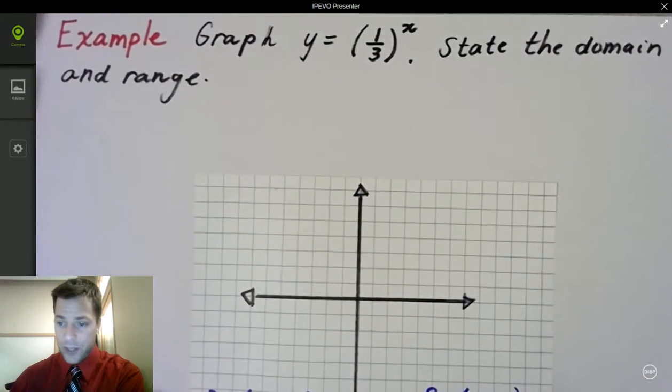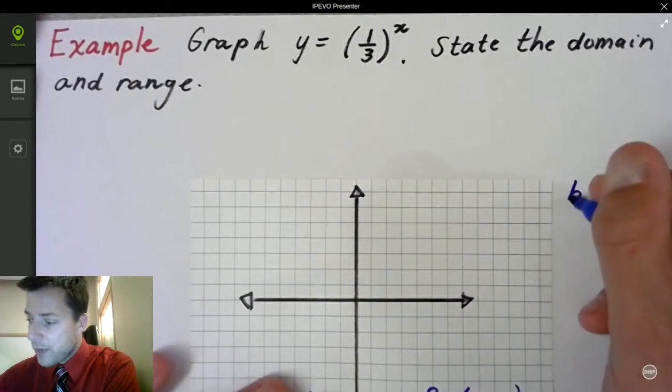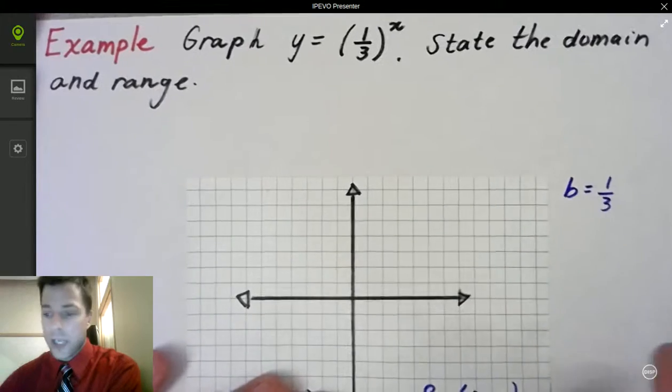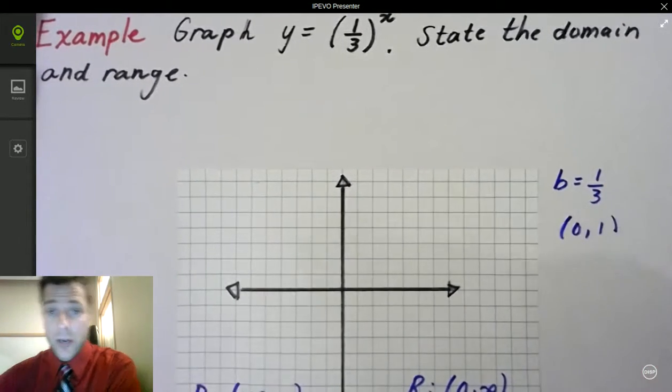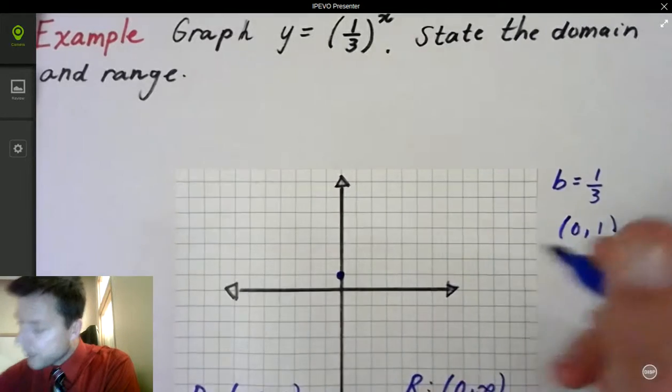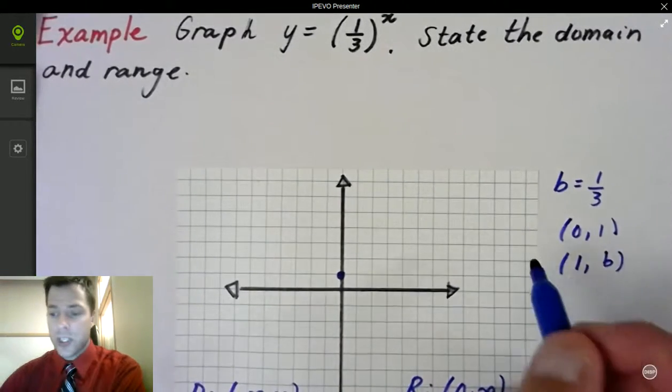So when I graph this function, okay, there's, again, a lot of ways you can do this. My b value is 1/3. So again, do you remember the key points? 0, 1. Okay, so let's go ahead and plot that 0, 1 right there. And then you had 1, b. Now this is what I mean, it switches.